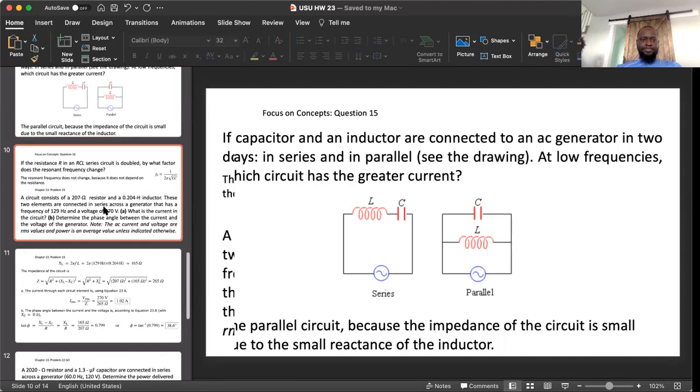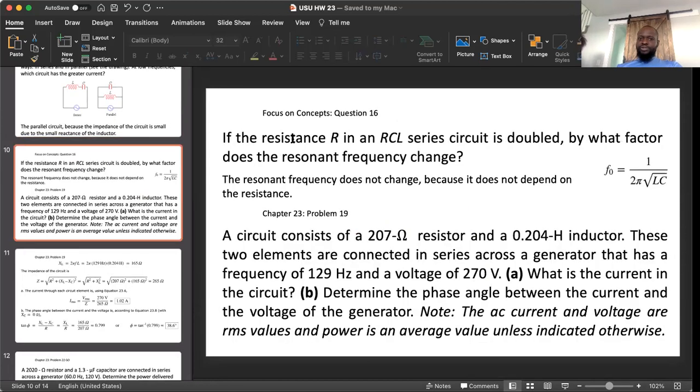Okay. Next problem, focus on concept question 16. If resistance R in an RLC series circuit is doubled, by what factor does the resonant frequency change? So the resonant frequency does not change because the resonant frequency doesn't depend on resistance.